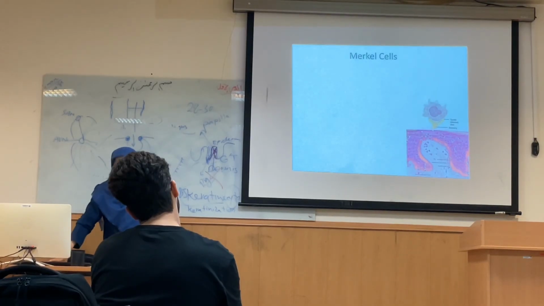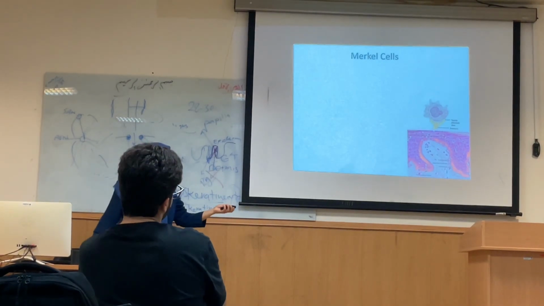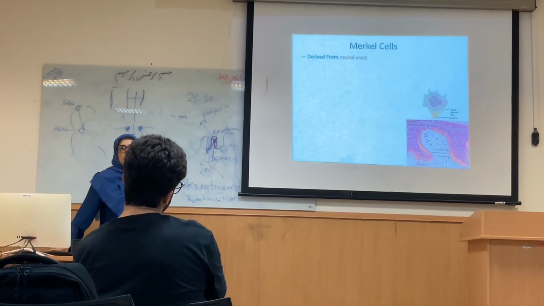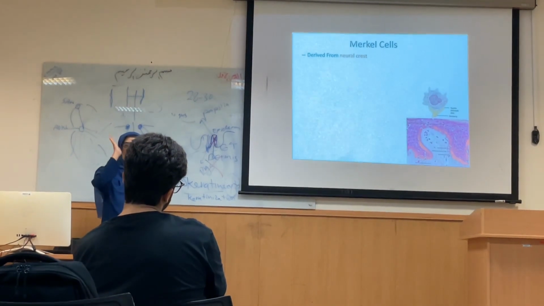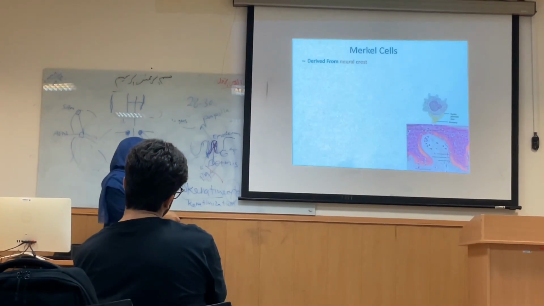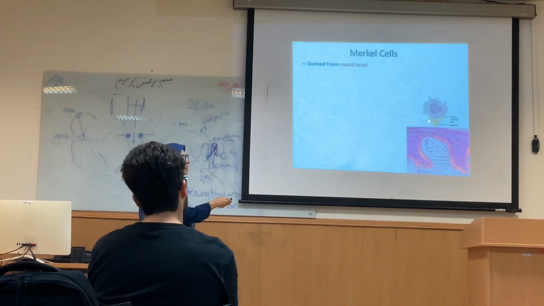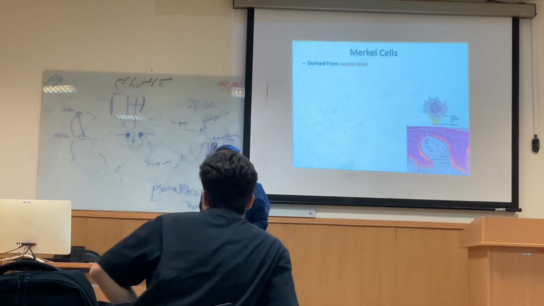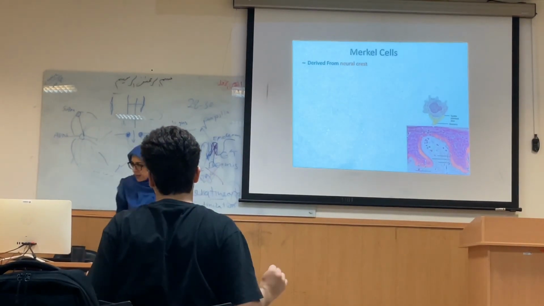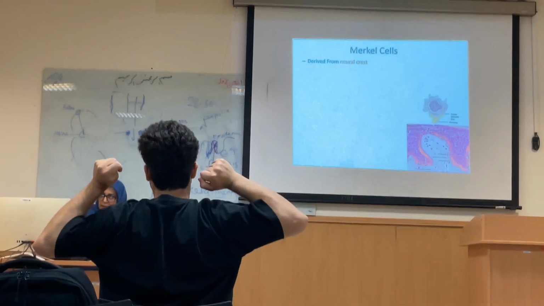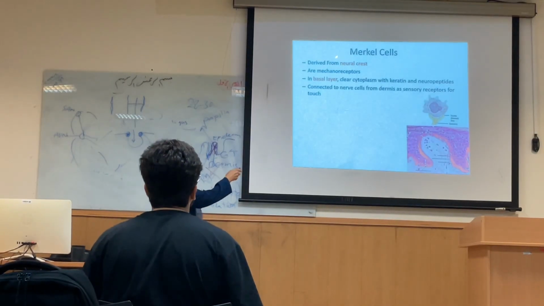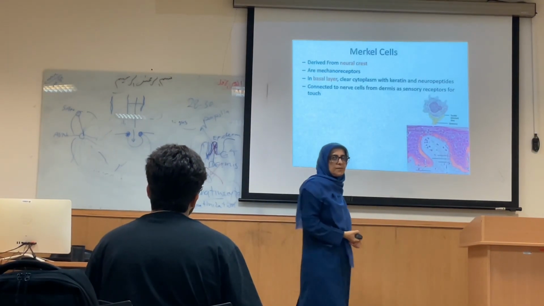Merkel cells are in the basal layer again. They act as a mechanoreceptor for light touch. They are related to the nerves: the ends of the nerves have contact with these cells, and these cells act as a receptor. These cells also derive from neural crest cells.